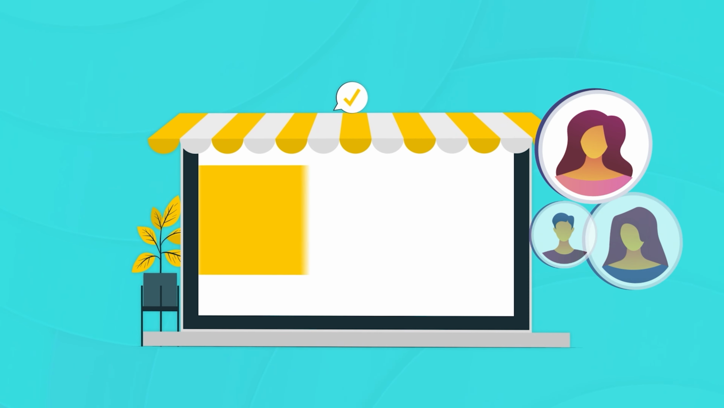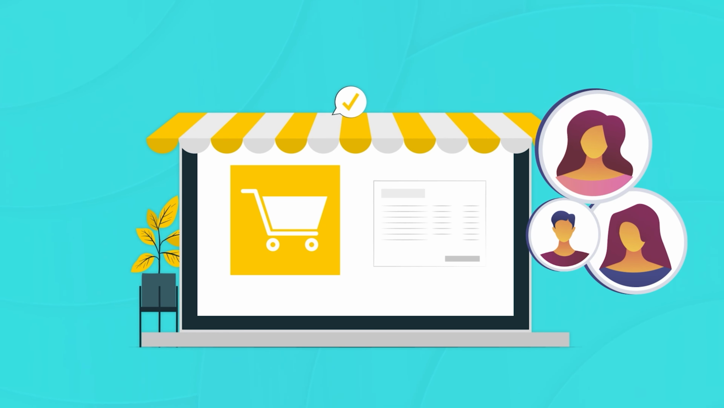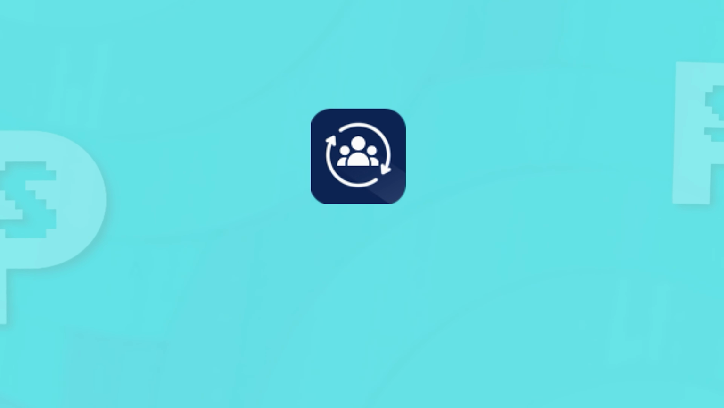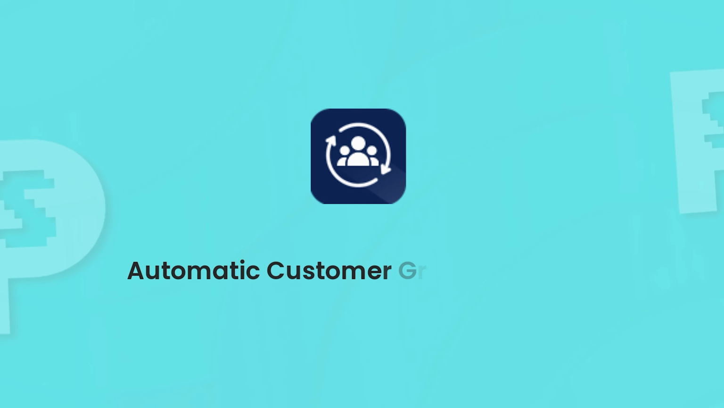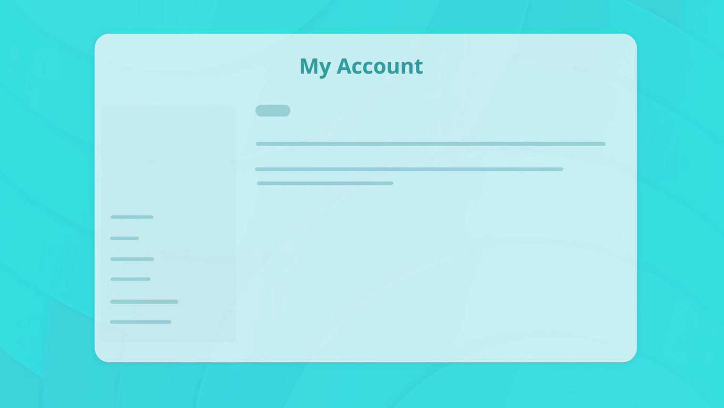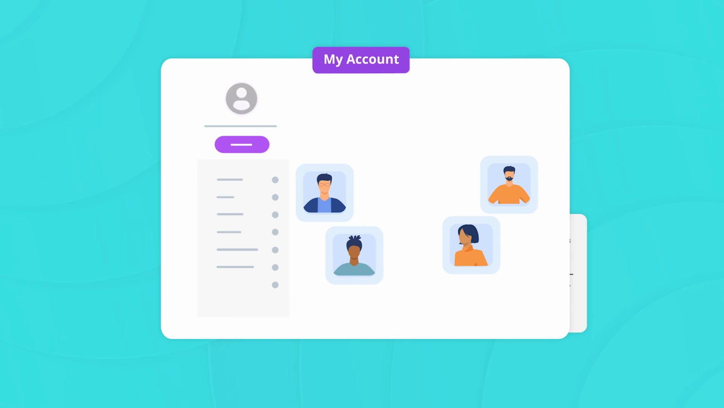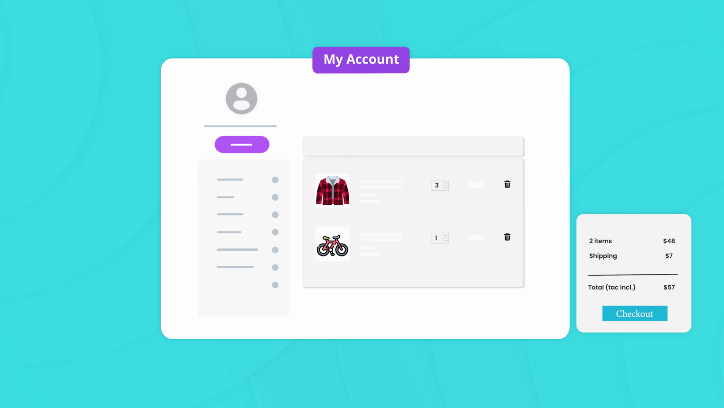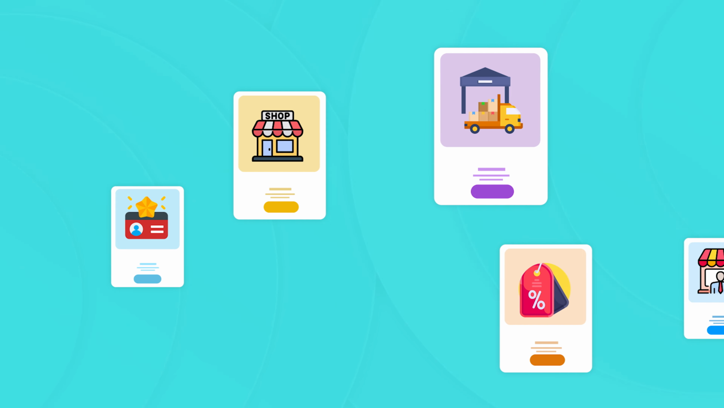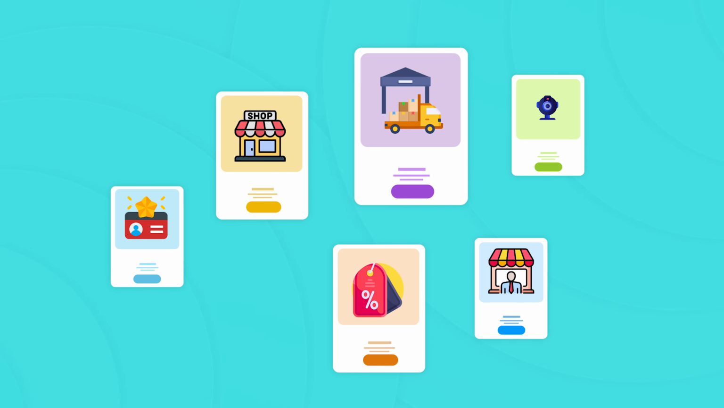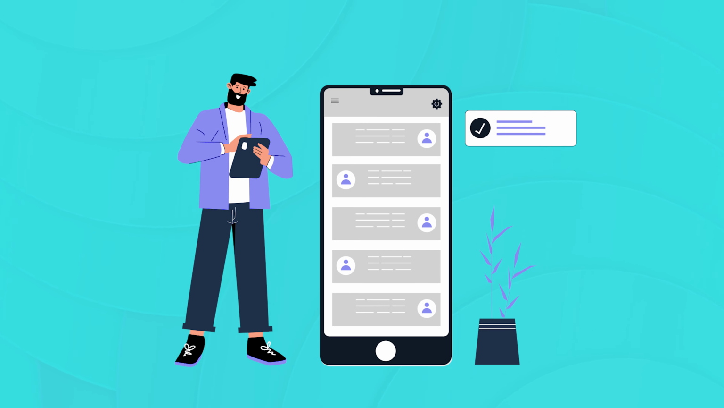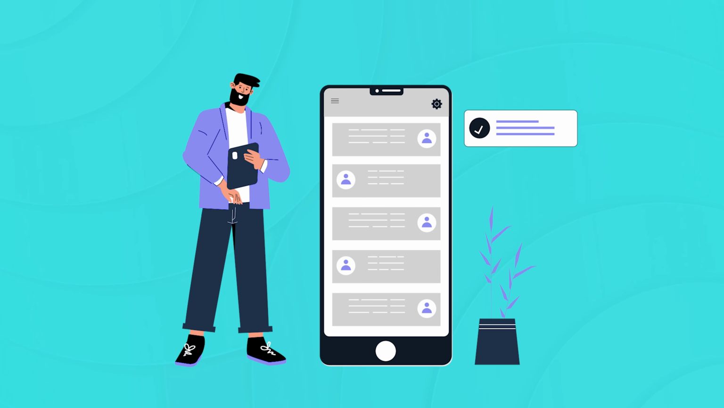Looking to automate customer segmentation on your PrestaShop store? Addify Automatic Customer Group Switcher module makes it effortless. This powerful tool automatically assigns customers to specific groups based on their order history, total spent amount, or number of orders. No manual work required. Whether you're managing retail and wholesale customers or offering loyalty-based discounts, this module ensures each customer is placed in the right group at the right time.